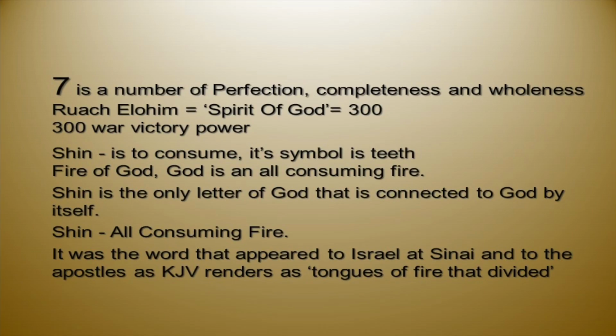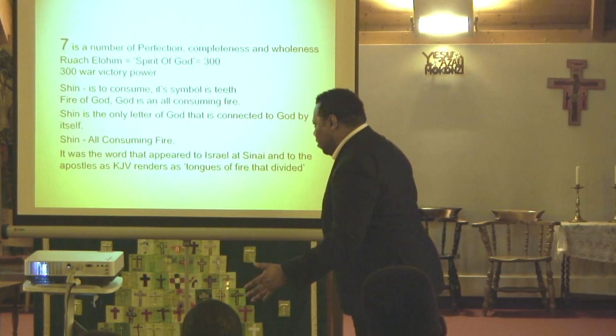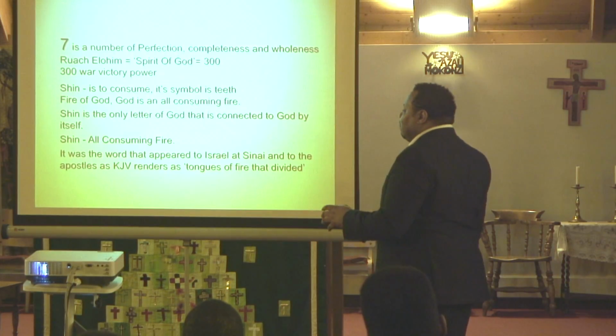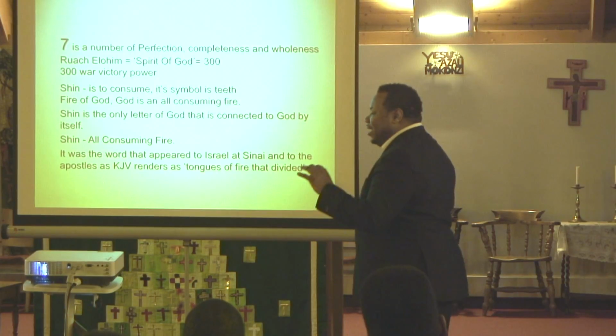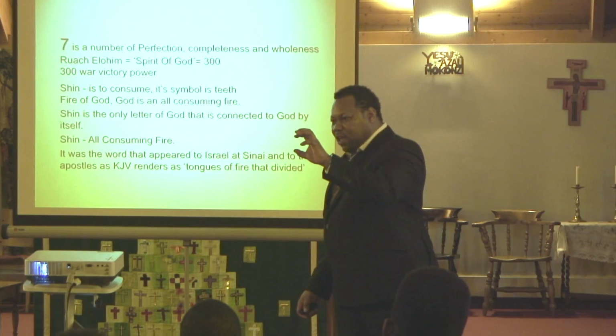Seven is a number of perfection, completeness, and wholeness. Coincidentally, the words Ruach Elohim, Spirit of God, equal 300. So the word power coming out of the Shin is a word of power and victory. Shin means to consume, and its symbol is teeth. Fire of God. The Bible says our God is a consuming fire. Shin is the only letter that is connected to God by itself. No other letter in the Hebrew language represents God all by itself.